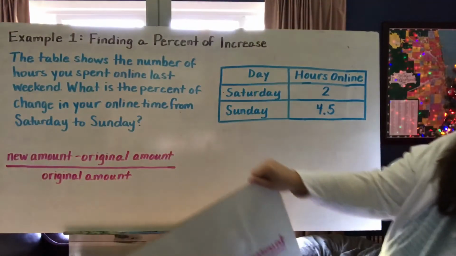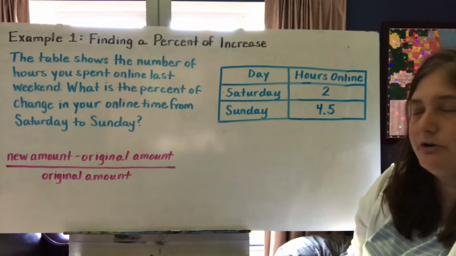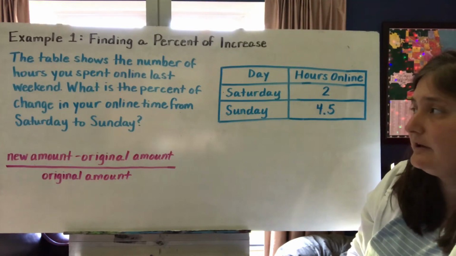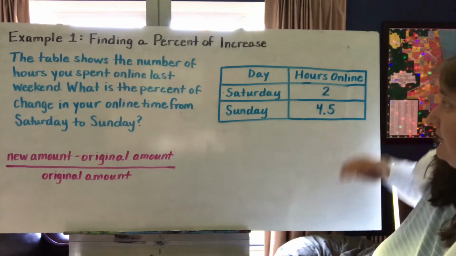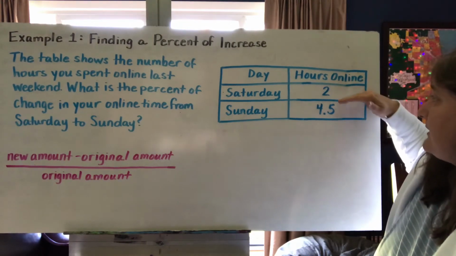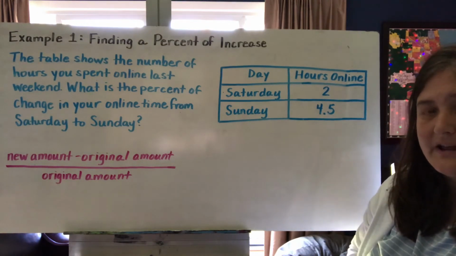So first we're going to find a percent of increase. This table shows the amount of time that you spent online last weekend, and they want to know what is the percent of change in your online time from Saturday to Sunday. So Saturday is our original amount and Sunday is our new amount, and I can see that my online time is increasing. So I'm expecting a positive answer here.